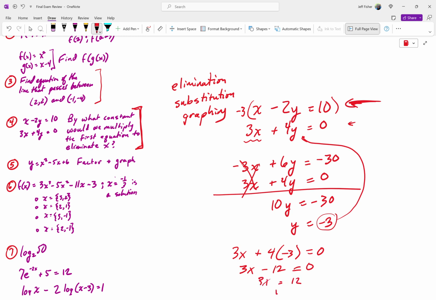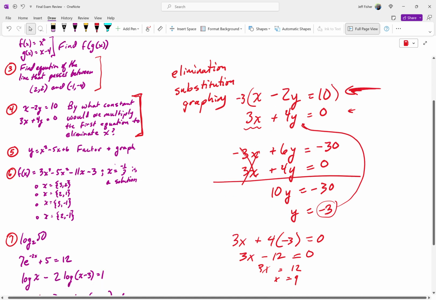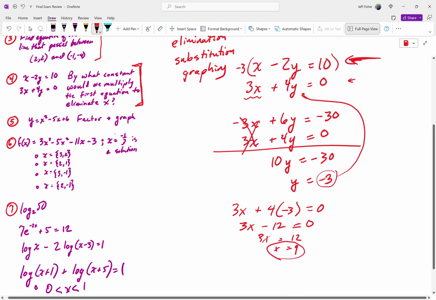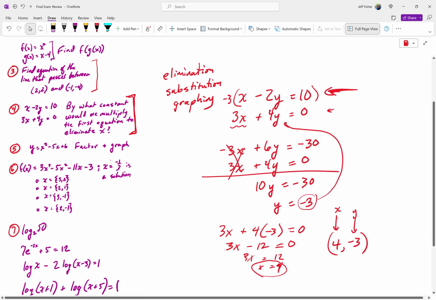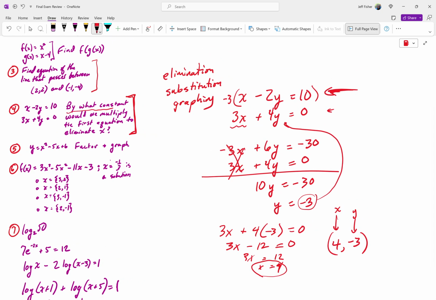3x equals 12, x equals 4. And so our solution is 4, negative 3. Our solution is the point (4, negative 3), where 4 is the x value and negative 3 is the y value. Okay? But what's important to know, to answer this question, by what constant would we multiply the first equation to eliminate x? We had to multiply it by negative 3. This is the answer to the question.